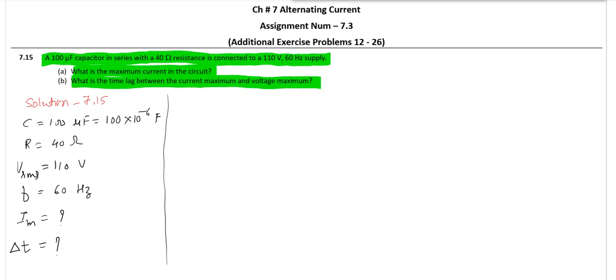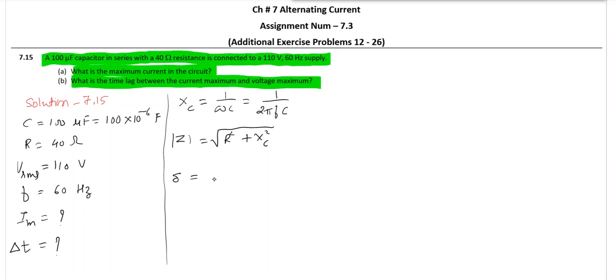So just like problem 7.13, here first you will have to start with finding omega. So first find out omega, or else you can use 2 pi f wherever you encounter omega. Secondly, you can find out XC. What is XC? Capacitive reactance, which is 1 by omega C or 1 by 2 pi f C. Once we have XC, you can find out mod Z, which is under root R square plus XC square, and you can find out delta.